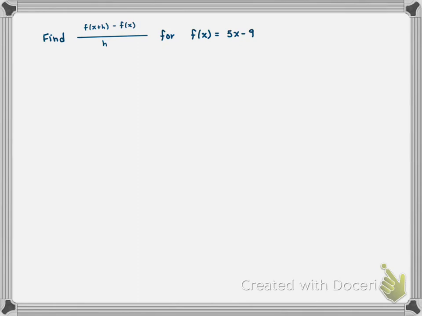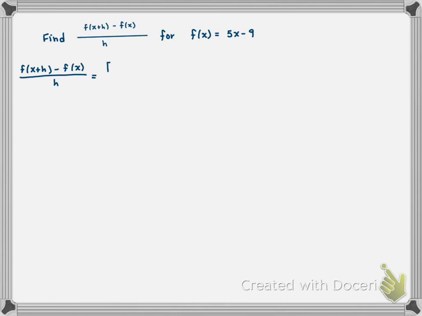So we have a function. The rule is multiply your input by 5 and then subtract 9. And we want to find f of x plus h minus f of x over h. So this is just like finding the average rate of change before, right? We evaluate one of the outputs. We evaluate the other output. Remember, we use those brackets.